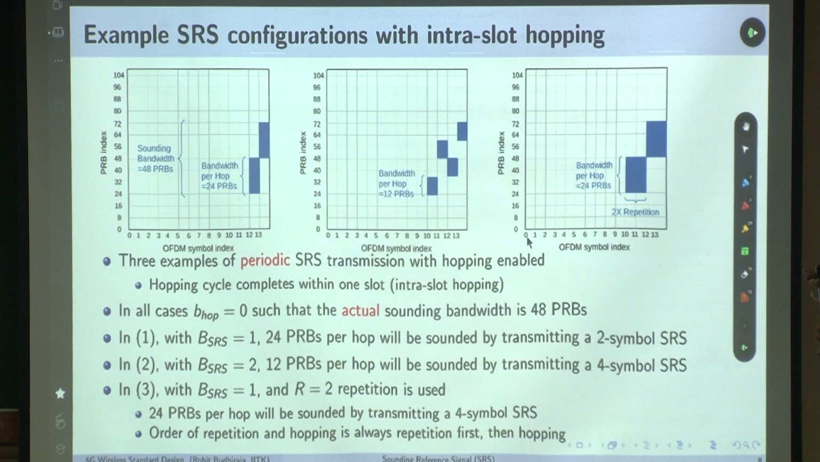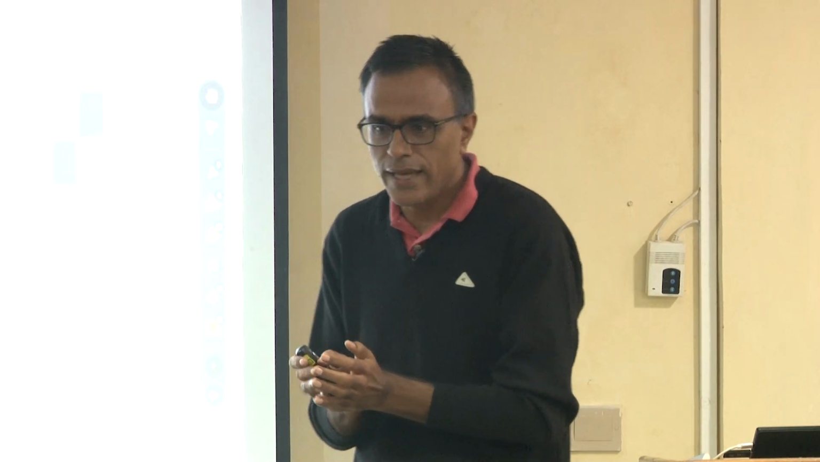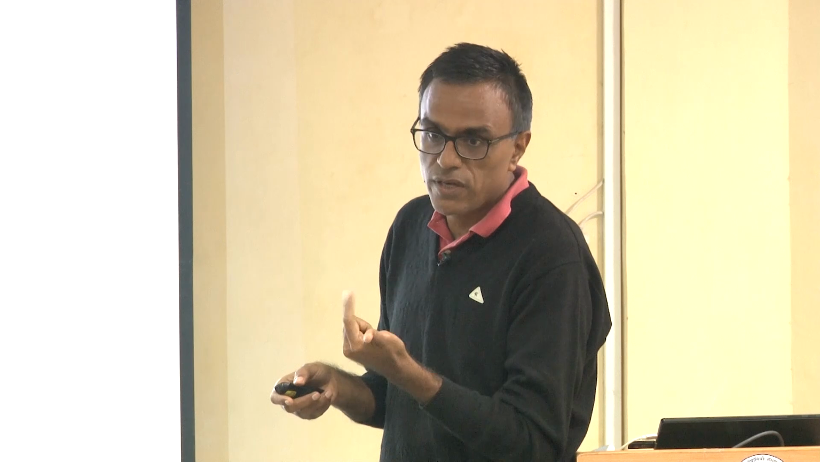So this is the idea of how hopping gets configured, and the intricate relationship is between B hop and B SRS. If B hop is less than B SRS, it is implicitly clear that hopping will be enabled. And these are the 3 different examples we took to reinforce how hopping gets enabled based on what value of B hop and B SRS gets chosen. It is not over, we still have to discuss this.